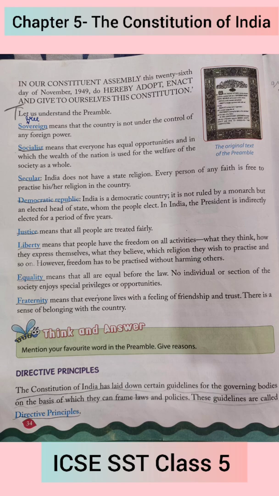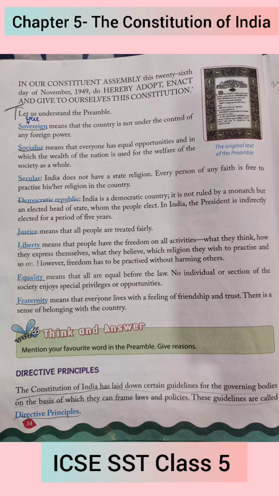Let us understand the Preamble. Sovereign means that the country is not under the control of any foreign power. Socialist means that everyone has equal opportunities and in which the wealth of the nation is used for the welfare of the society as a whole. Secular. India does not have a state religion. Every person of any faith is free to practice his or her religion in the country.